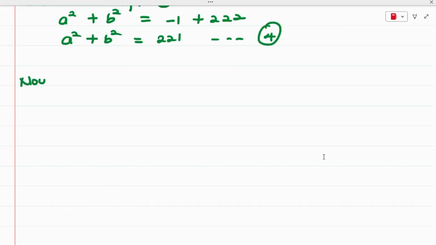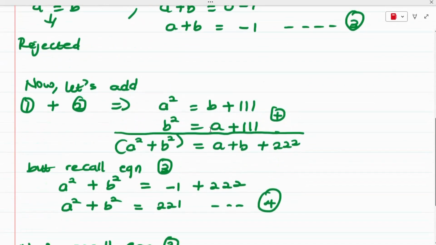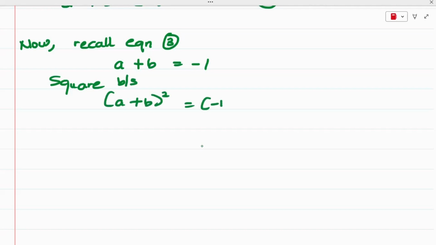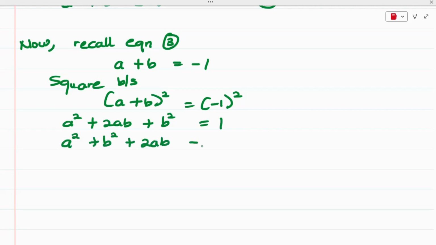Now at this part, we want to simply recall equation 3. From equation 3, we have that a plus b is equal to minus 1. So at this point, we want to simply square both sides. So we have a plus b all square is equal to minus 1 all square. And a plus b all square is a square plus 2ab plus b square, and this is equal to minus 1 square, which is 1. A square plus b square plus 2ab is equal to 1.